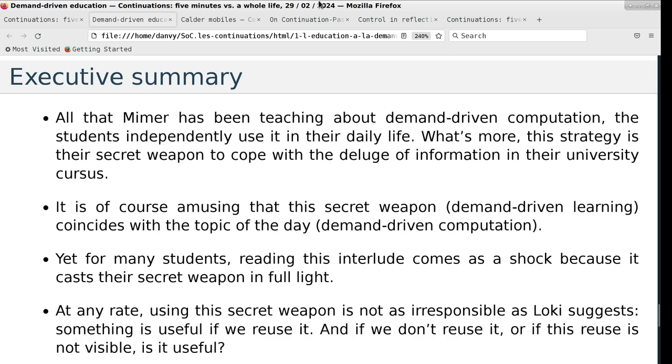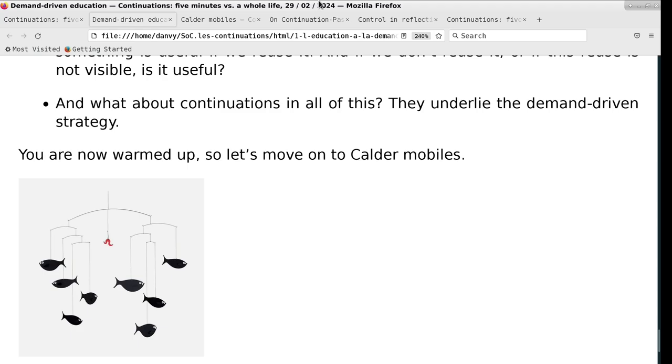And yet, for many students, reading the interviews comes as a shock, because their secret strategy is exposed. At any rate, using this secret weapon is not as irresponsible as Loki suggests, because something is useful if we reuse it. And if we don't reuse it, or if this reuse is not visible, is it useful? Okay, and at that point you should wonder about continuations. And the point is that they underlie the non-driven strategy, and you're now warmed up, so let's move to Keldon mobiles.